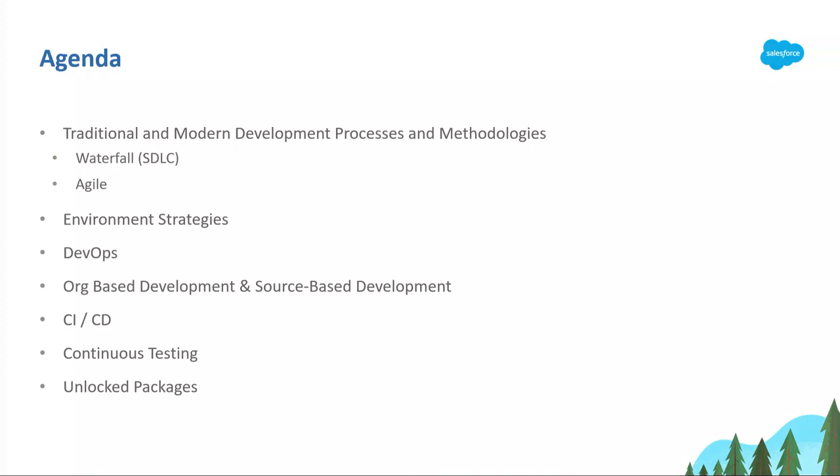So the agenda for today is we're going to quickly go over the most common methodologies used in software development, and then just after that, we're going to get into environment strategies and talk a little bit more about DevOps. We'll take a look at how we got to where we are today, as far as source-driven development versus org-based development, and then we'll get into a deep dive into CI/CD and continuous testing practices. So towards the end, we'll touch on unlocked packages and also how they can benefit your team for future deployments.